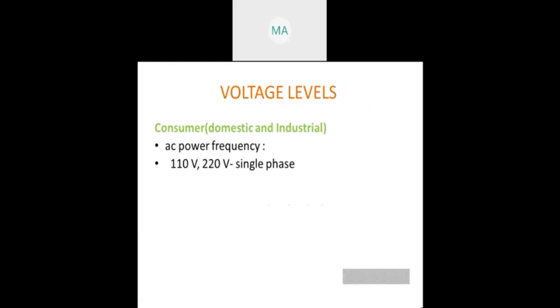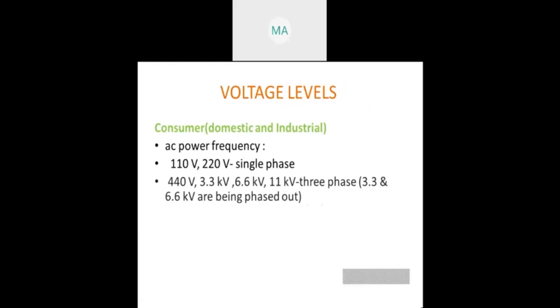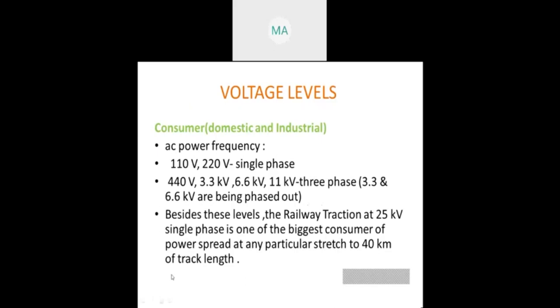Other voltages are 440 volts, 3.3 kV, 6.6 kV and 11 kV in the case of three phase. So we have this many voltage levels. All of these are three phase. The single phase applications are 110 volts and 220 volts. The remaining, 440 and above, are all three phase for AC applications.